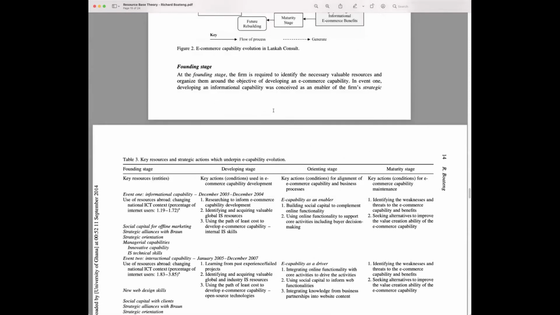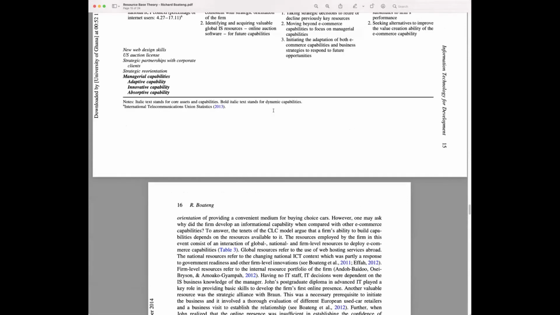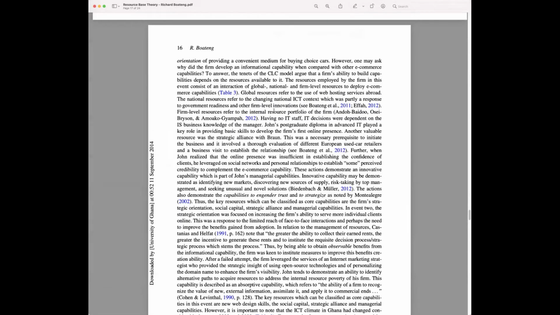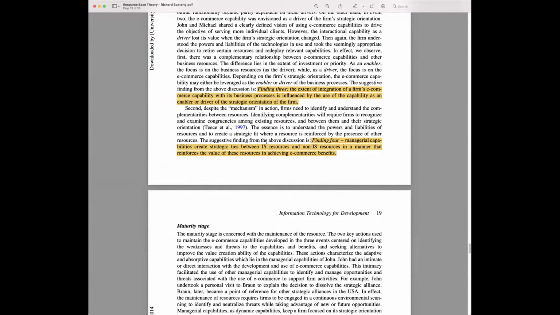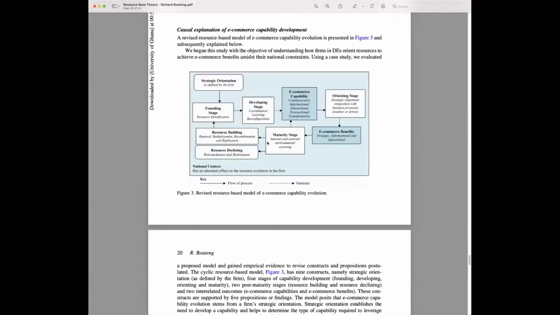So you see different diagrams coming out and tables breaking down the phenomenon for you to be able to understand it, looking at different stages, and after that come up with another model to try to explain the same thing again in a different view for you to be able to see it. So you see that one of the interesting things about an explanation, look at what it says: a revised model of the e-commerce capability evolution is presented in figure 3 and subsequently explained below.